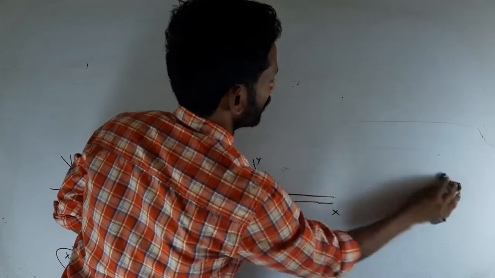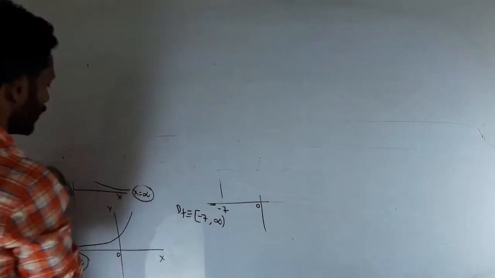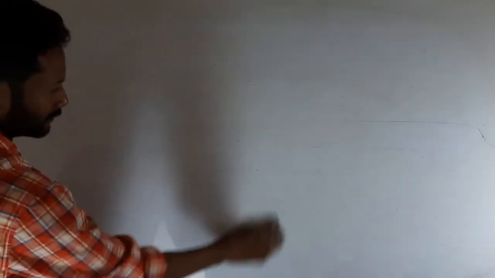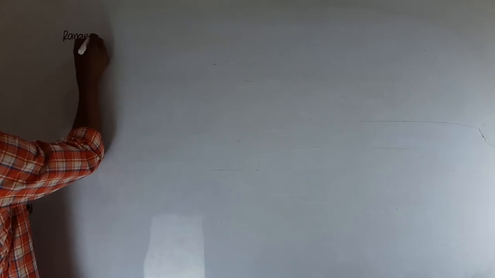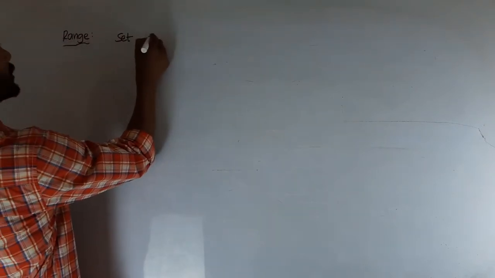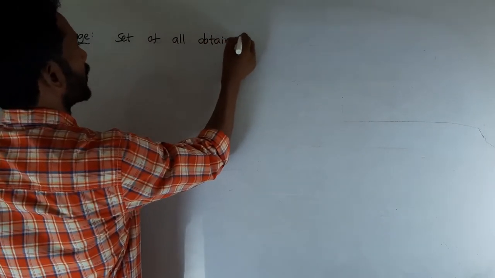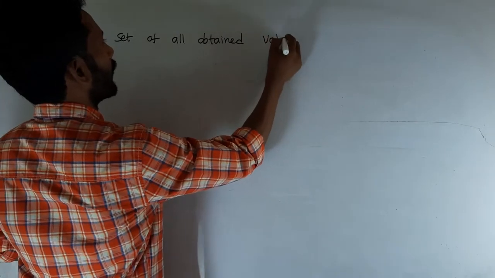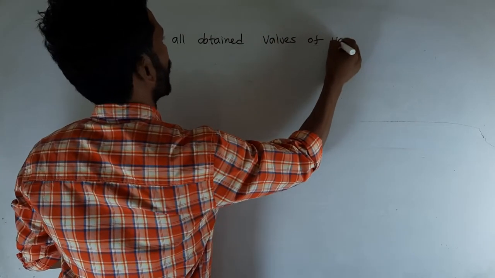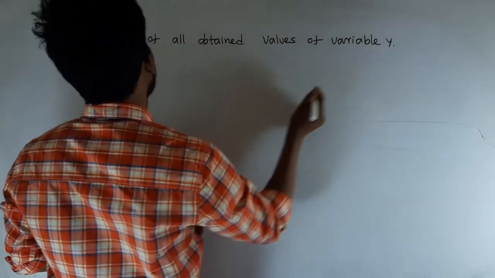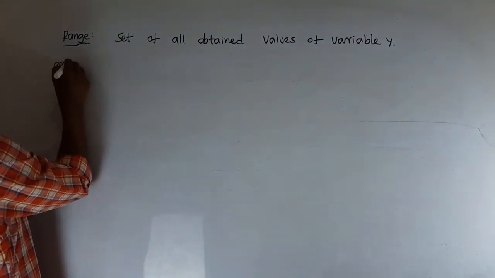What is the range? Set of all obtained values of variable y. Next one, range. Set of all obtained values of variable y.